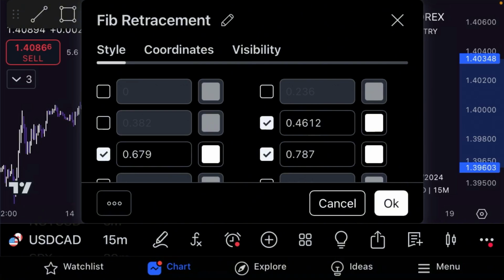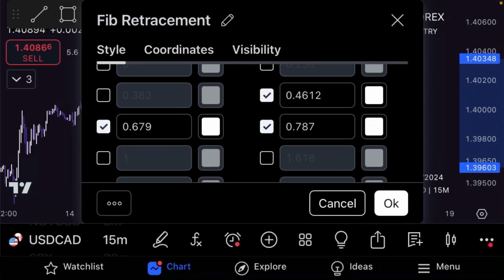So I actually changed the figures to these settings, and these are one of the best settings. I won't actually say the most accurate setting, because there's no such thing as accuracy in trading, but these are one of the easiest and most effective setups you could use for your Fibonacci. So you can take a screenshot of this if you like.